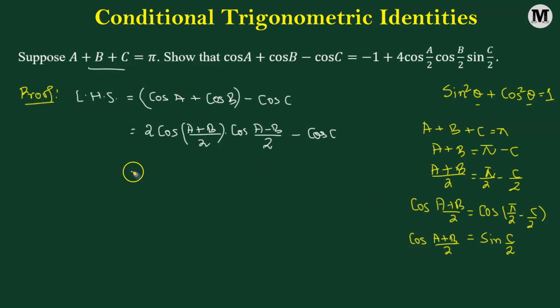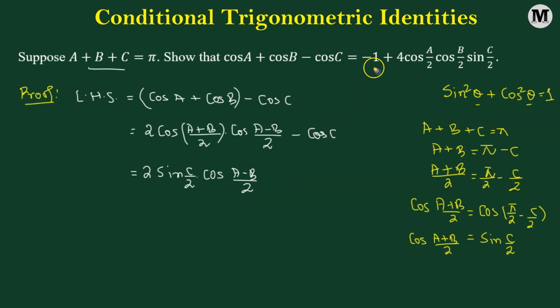So let's use this. We get 2 times, in place of cosine of (A plus B) over 2, we replace it with sine of C over 2, multiplied by cosine of (A minus B) over 2. Then we have negative cosine C.